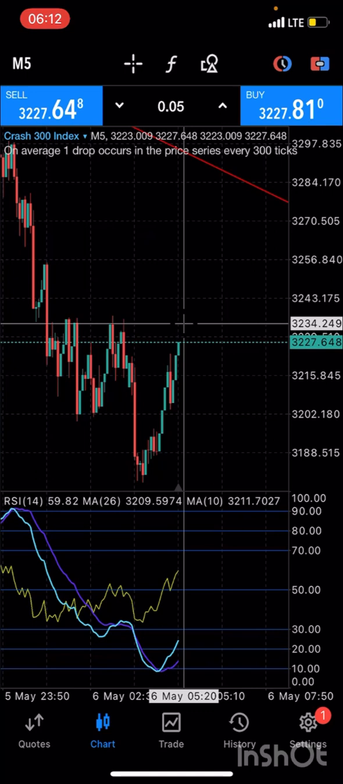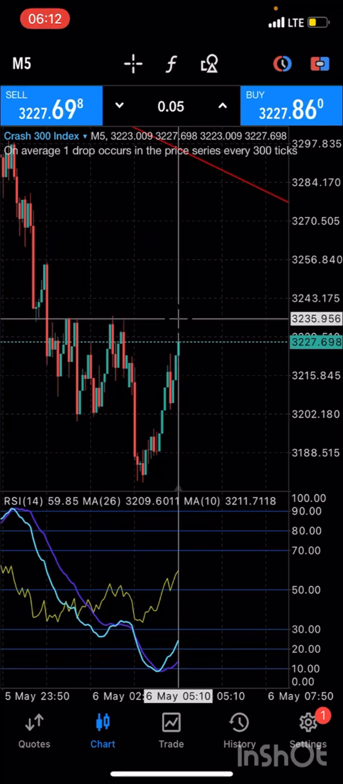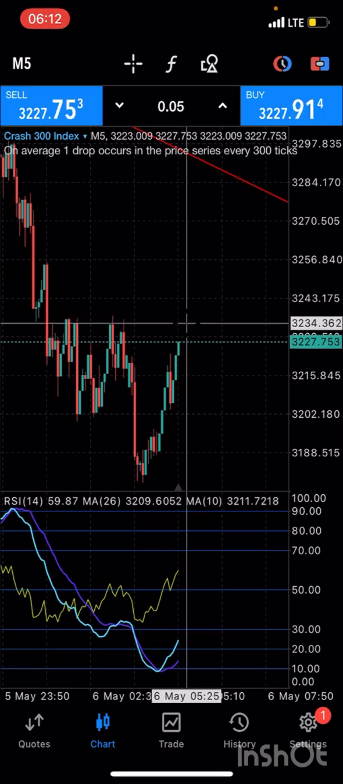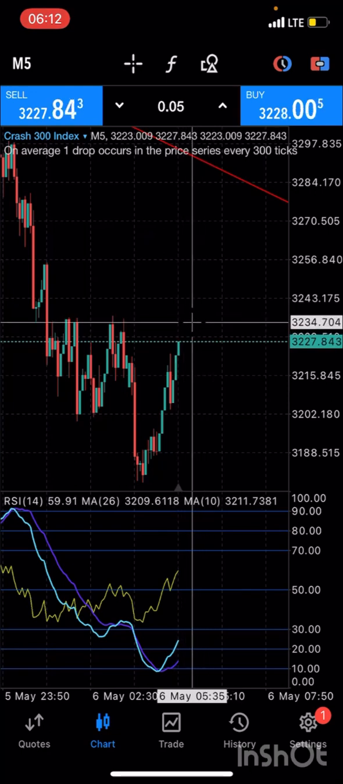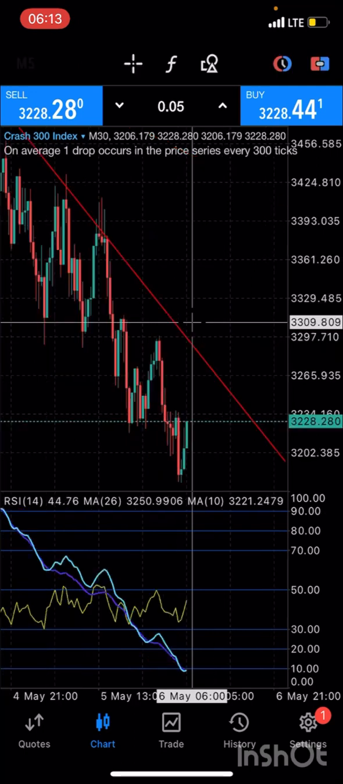But there is a minor zone here, but we don't expect this to really hold, because you can't get a zone or a resistance or a support on the lower time frame. You have to go on a higher time frame. That's where you find the real support, resistance, and all of that.